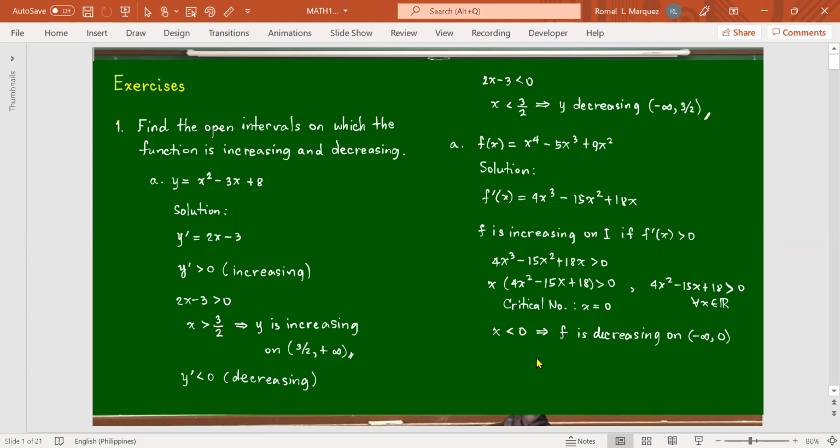Okay? And then of course, x is greater than 0. So f is increasing on what? On 0 to positive infinity. Because this factor is always positive. Okay, guys? So it's either to the left of 0, to the right of 0. To the left of 0, negative, therefore f is decreasing, because f prime is less than 0. If f prime is greater than 0, therefore f is increasing.